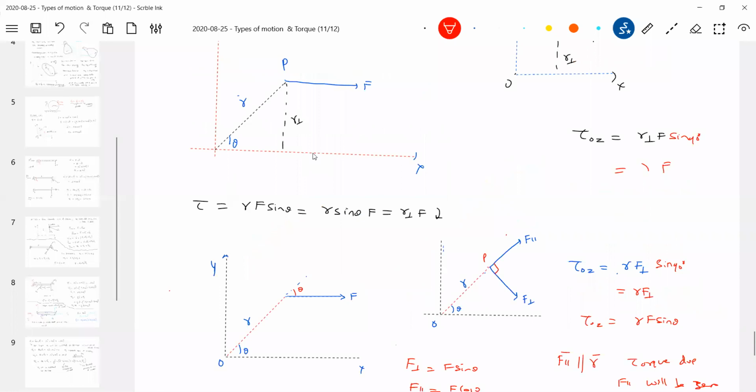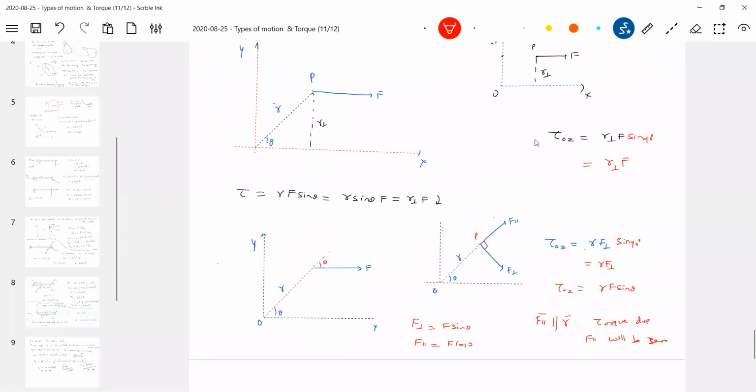And now when a problem comes, what are you going to do? Will you resolve R bar or F bar? I'll show the complete thing. The same diagram, no? So here, when I resolved force F into F perpendicular. In the first case, when I resolved R, this R perpendicular is called the moment of arm. It's left to the student, or no sir, I'll not resolve R or F directly. I'll calculate the angle between R and F, then I'll use this formula.